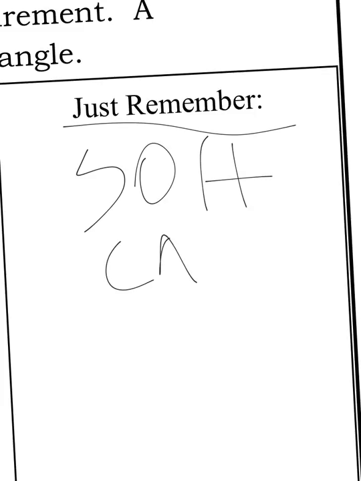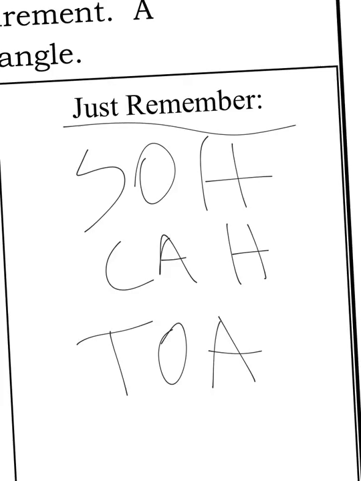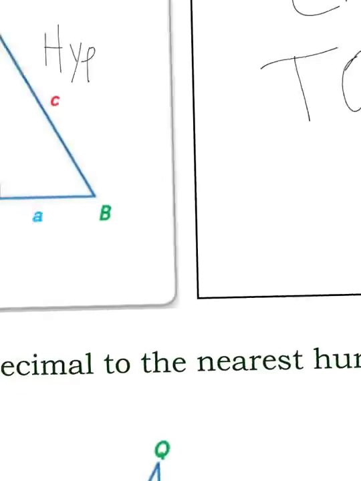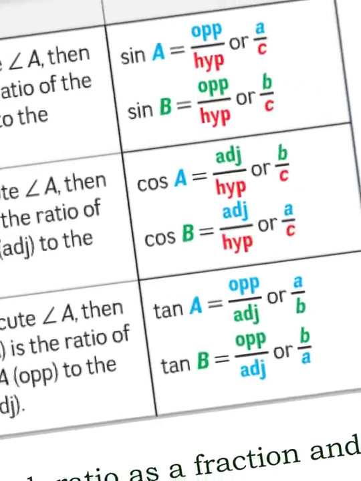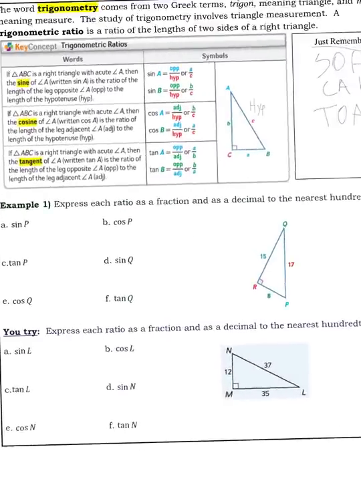Just remember all that sine, cosine, tangent stuff. Just remember SOH CAH TOA. All right? So, SOH: sine, opposite over hypotenuse. CAH: cosine, adjacent over hypotenuse. TOA: tangent, opposite over adjacent. Okay? So I can read you these book definitions all day long, but let's just do some of these.